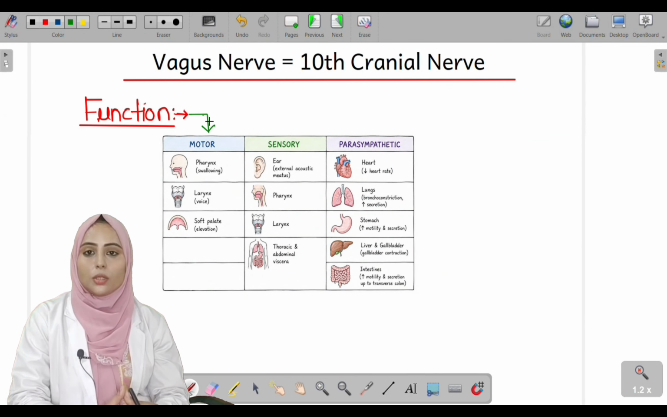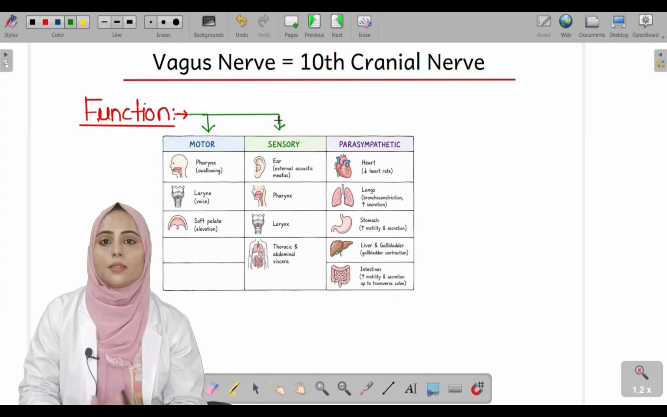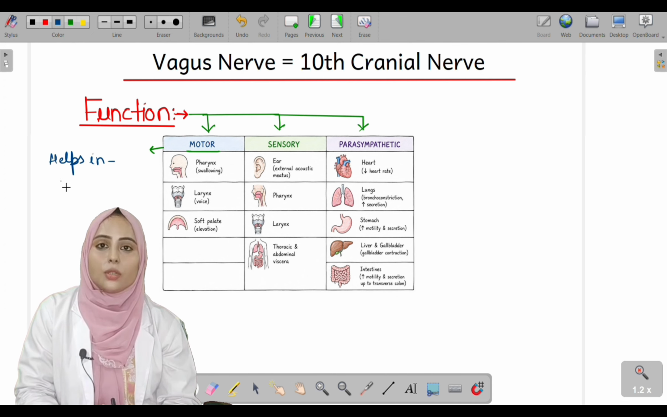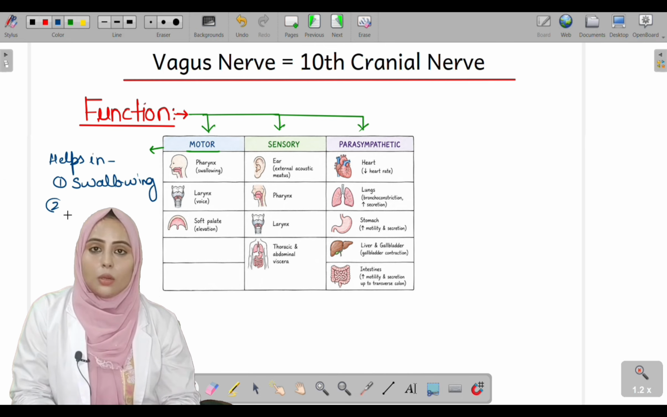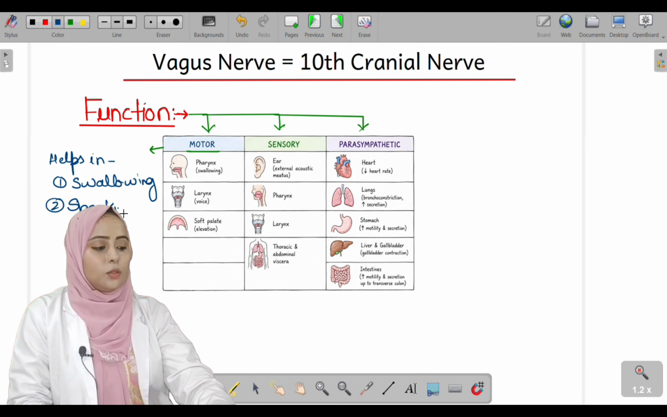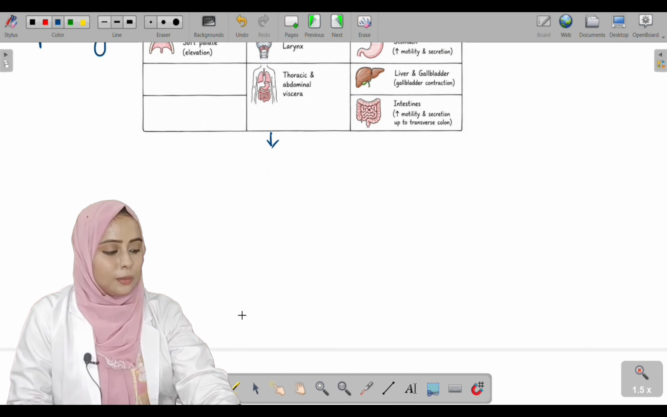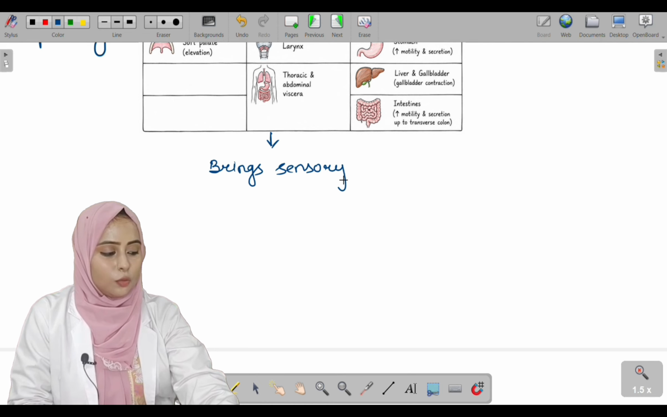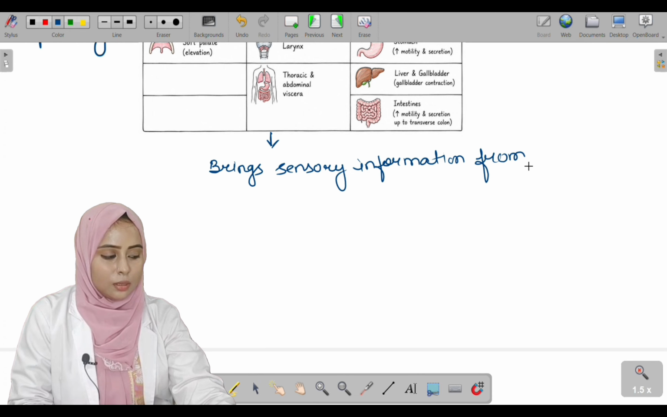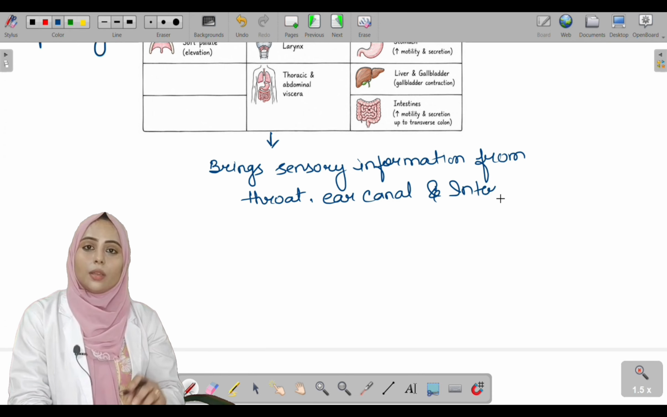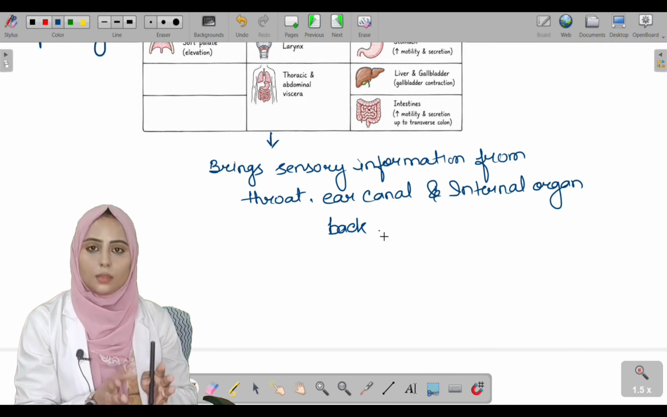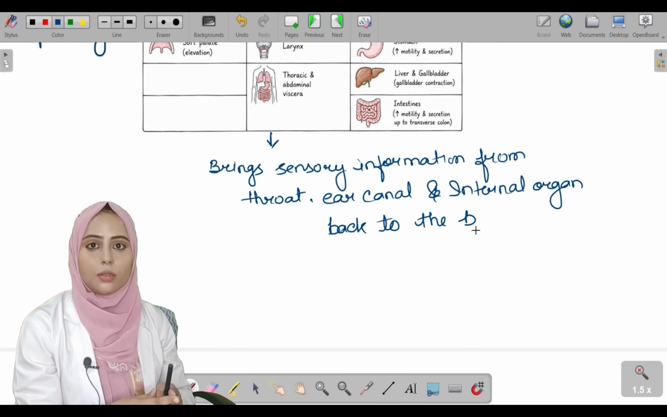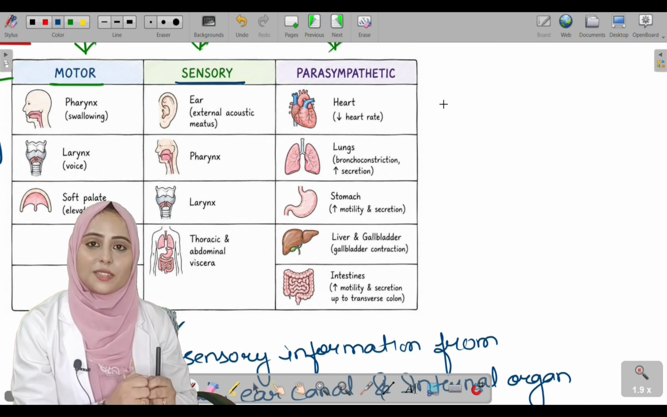Now coming to its function, vagus nerve has a motor function, sensory function, and a parasympathetic function. In its motor function, it helps in swallowing and speaking. Coming to the sensory function, it brings sensory information from the throat, ear canal, and internal organs back to the brain. The third is the parasympathetic function. It is the biggest job of the vagus nerve.